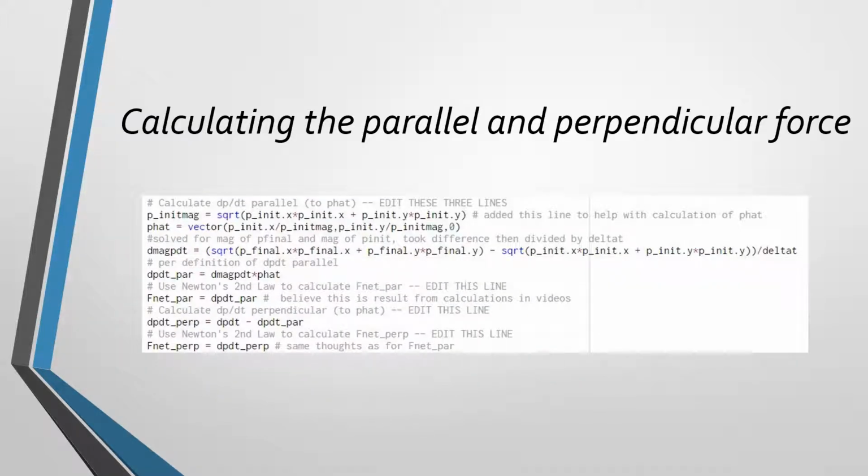Still within the while loop, I wanted to break down the parallel and perpendicular forces. So first I calculated the unit vector of the initial momentum in order to find the direction in which the parallel component of the change of momentum would act. I then solved for the change in magnitude of the momentum using a difference of standard magnitude equations between the final momentum and the initial momentum. Using this value multiplied by p hat, I obtained the change of momentum in the parallel direction. This value is directly equal to the parallel net force. Next, using the known overall change of momentum and parallel change of momentum, a simple subtraction obtains a perpendicular change of momentum, which is then directly equal to the perpendicular net force.